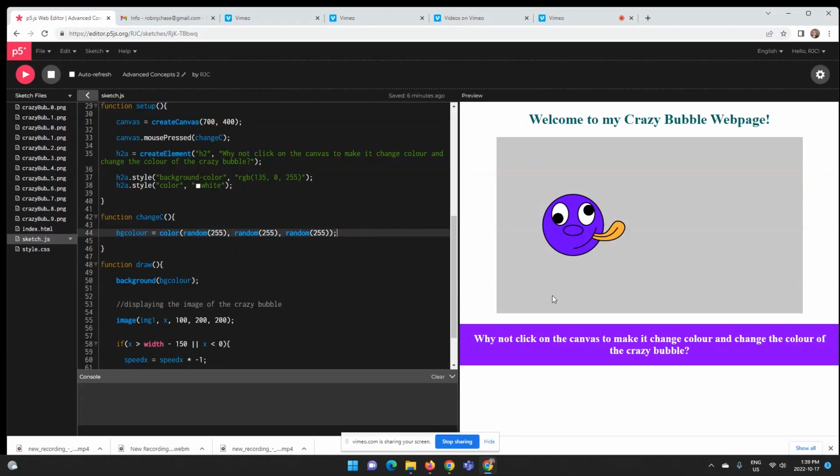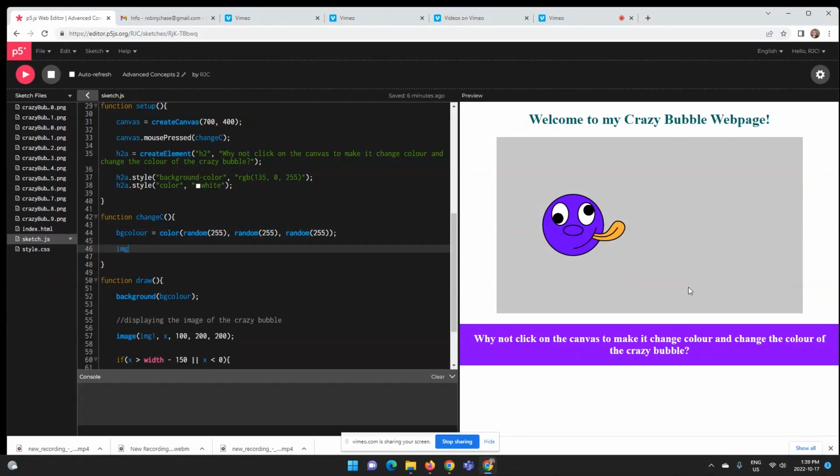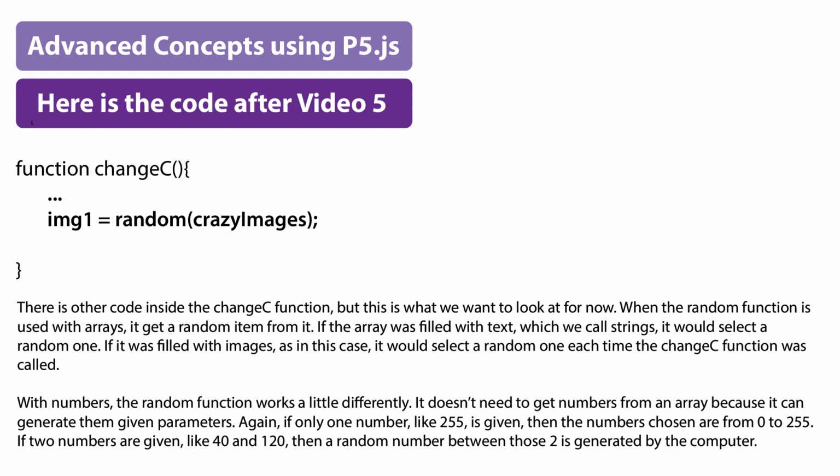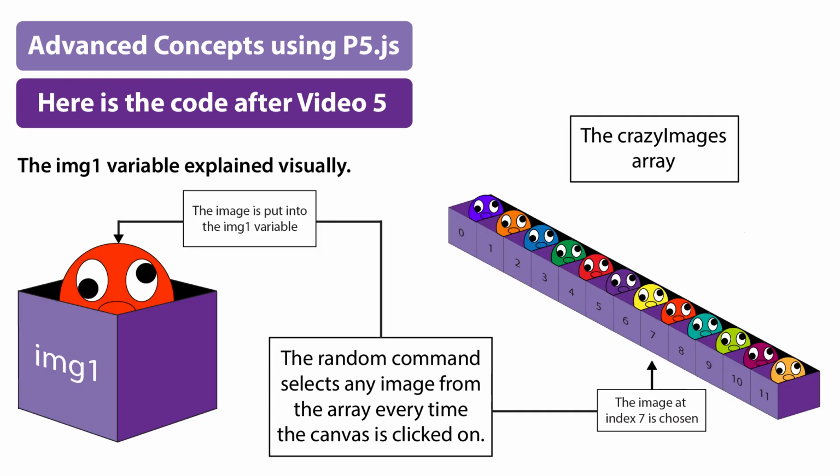Okay, so here we're going into the change_c function, and I'm using the image1 variable. What I'm doing is taking a random image from the crazy images array and putting it into the image1 variable. So here we see the breakdown of it. The random function takes the crazy images array as a parameter, and it returns one image in that array. Once it takes the image from the crazy images array, it puts it into the image1 variable. So here we see the image1 variable explained visually.